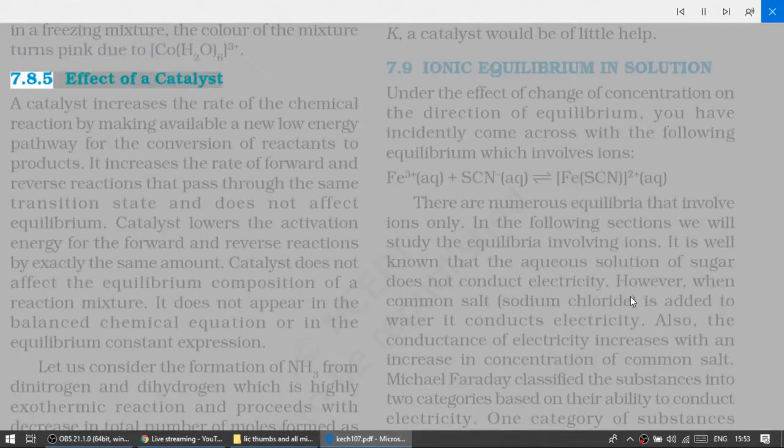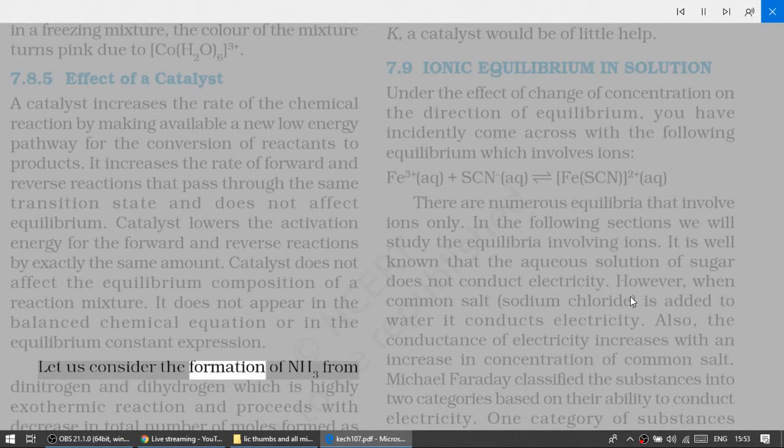Effect of a catalyst. A catalyst increases the rate of the chemical reaction by making available a new low-energy pathway for the conversion of reactants to products. It increases the rate of forward and reverse reactions that pass through the same transition state and does not affect equilibrium. A catalyst lowers the activation energy for the forward and reverse reactions by exactly the same amount. It does not affect the equilibrium composition of a reaction mixture. It does not appear in the balanced chemical equation or in the equilibrium constant expression.